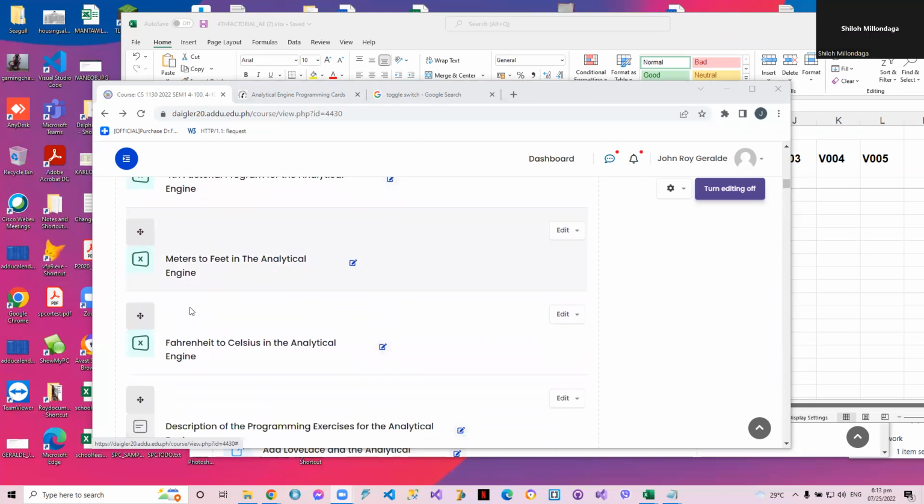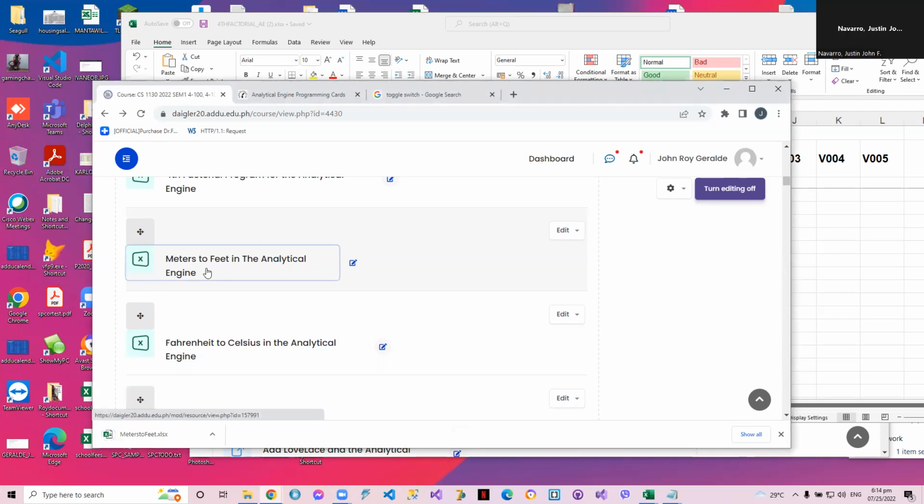Then there are other examples, no, simpler examples. Meters to feet and Fahrenheit to Celsius. Okay? Can you study this yourself? Madali lang naman ito, no? Or we just discuss it today. May time pa naman tayo. I-discuss na lang natin.